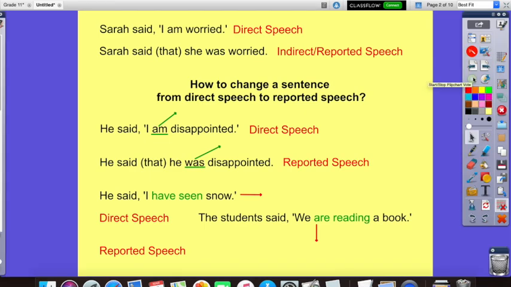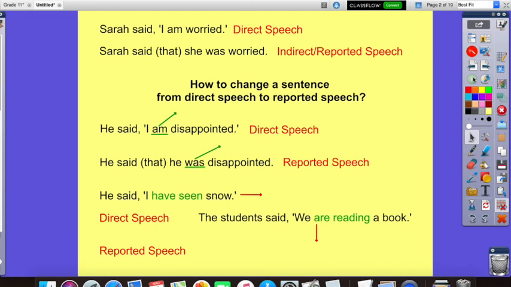When we report someone's words, we can do it in two ways: direct speech and reported or indirect speech. As the name implies, direct speech is someone's exact words. For example, Sarah said, "I'm worried." To write the same sentence in reported speech, we would say, Sarah said that she was worried. The word that is optional, by the way.